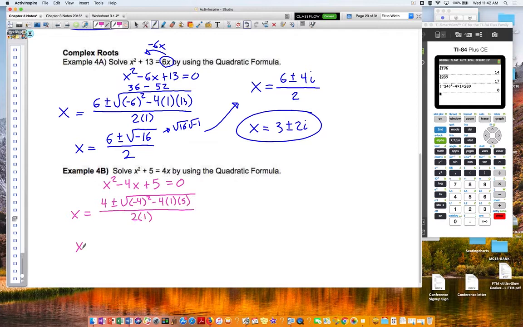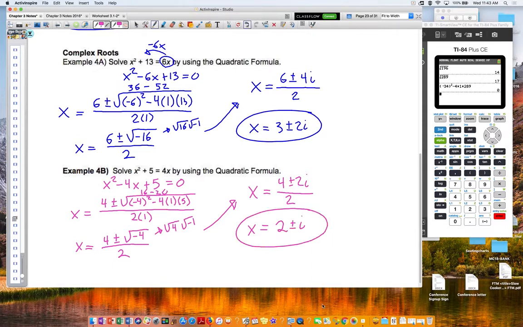So as I start to simplify this, x equals 4 plus or minus the square root of 16 minus 20. 16 minus 20 is negative 4, all over 2. So now, the square root of negative 4 is the square root of 4 times the square root of negative 1. So now, this simplifies to x equals 4 plus or minus 2i all over 2. I can reduce them all by 2, so I get 2 plus or minus i.